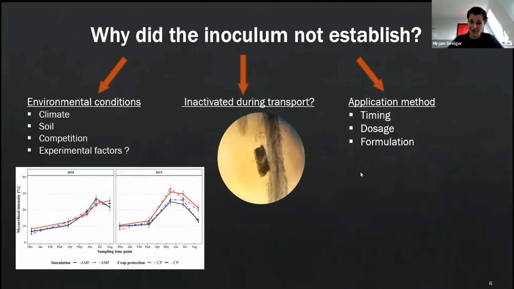Another explanation could be the application method. So now we heard from Natalia, the timing is very important. And since we used winter wheat, we applied the inoculum in autumn. So it was dark, it was cold. And therefore, maybe that was hampering the inoculum to establish. And therefore, ultimately also leading to the competition factor, where it might have been more adapted to these conditions. Again, the dosage, again with competition, could have been a factor, but also the formulation.